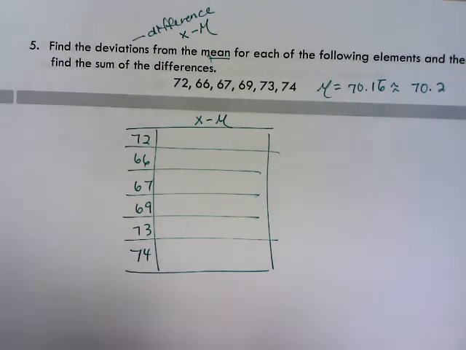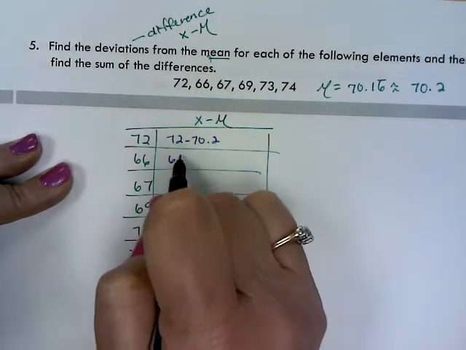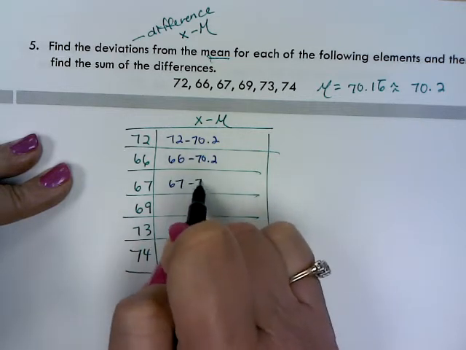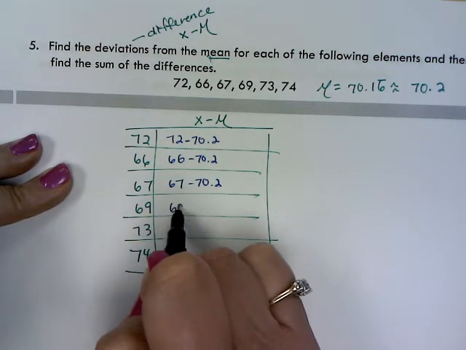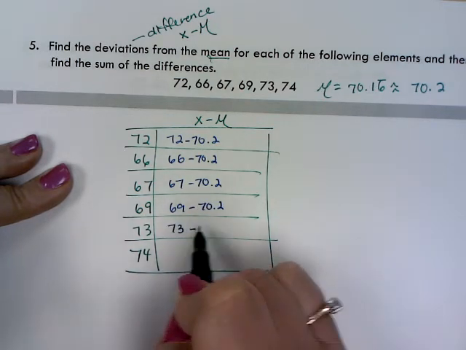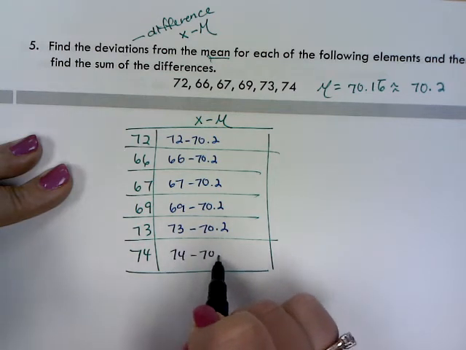So my deviation is just 72 minus my mean. 66 minus my mean. 67 minus my mean. 69 minus my mean. 73 minus my mean. 74 minus the mean.